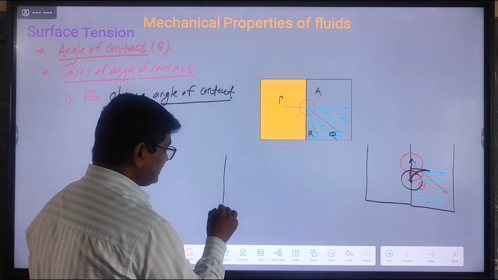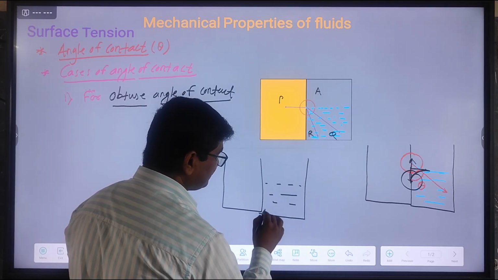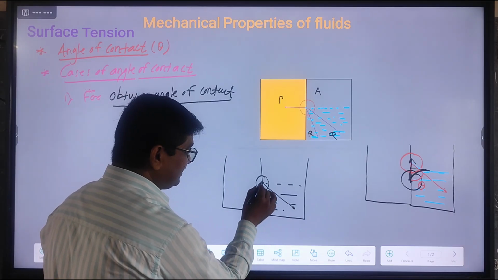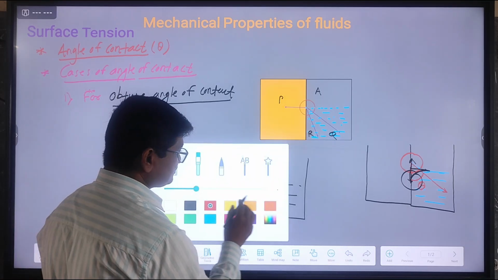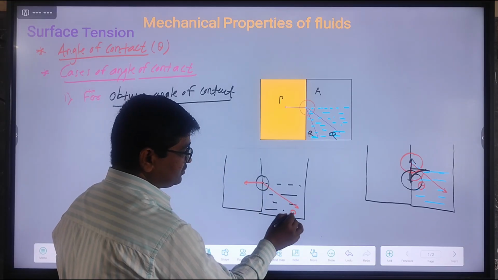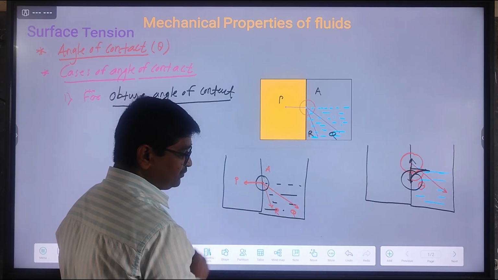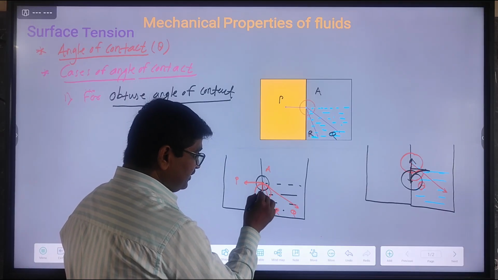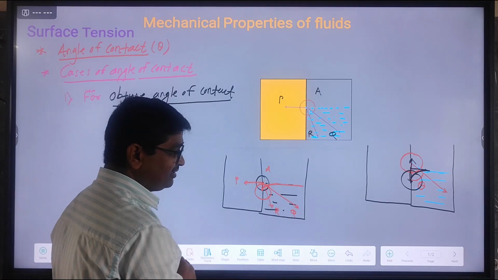Let's see here, this is the solid and this is liquid, both are contacting together. Initially the molecule will be here. Now the cohesive force is greater than adhesive force. So this is cohesive force and this is adhesive force. Now the resultant force is also towards the cohesive force, and due to this, the molecule normally creeps vertically downward. The molecule will be here. When the molecule creeps vertically downward, the point of contact will be convex.